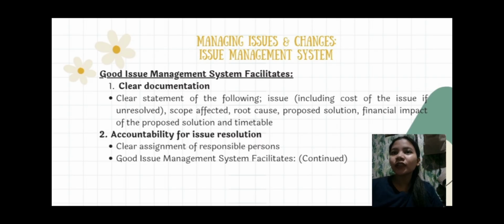Number 2, accountability for issue resolution. The system must assign responsibilities clearly to specific persons or teams. This accountability ensures that issues are addressed promptly, with designated individuals responsible for resolving each problem. A good issue management system emphasizes thorough documentation and clear responsibility assignment. Together, this facilitates efficient problem solving, accountability, and effective tracking of issue resolution progress.